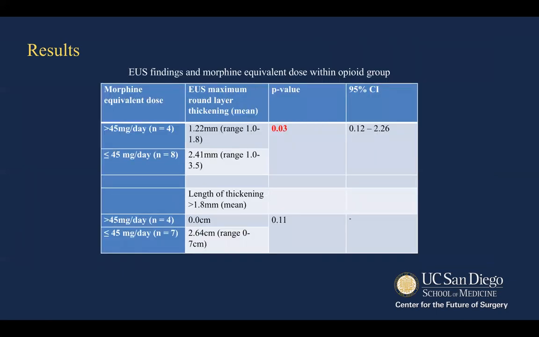We performed a subgroup analysis to assess EUS measured round muscle layer thickness within the opioid user group based on 24-hour morphine equivalent dosing. Patients taking an equivalent dose of greater than 45 milligrams of morphine daily had a mean thickness of 1.2 millimeters versus 2.4 millimeters in patients taking less than or equal to 45 milligrams of morphine daily.